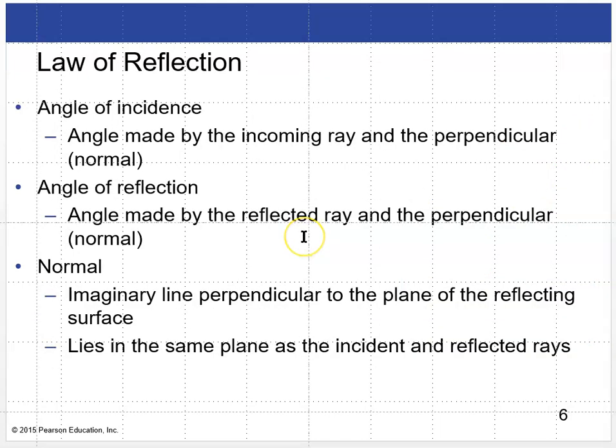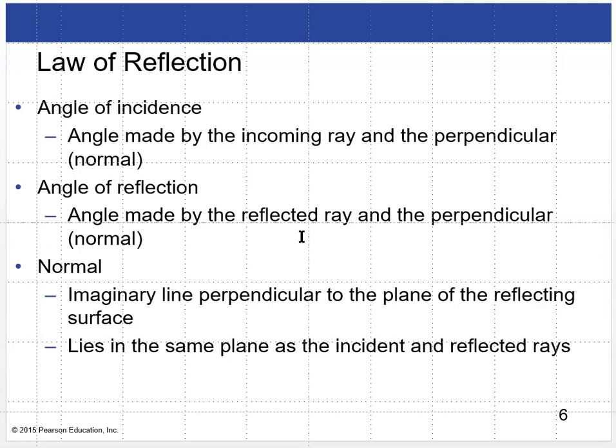Now, there are some definitions here. The angle of incidence is the angle made by an incoming ray and the perpendicular. We always measure angles relative to the normal. The way I like to say it is we normally measure angles relative to the normal. If you accidentally forget and measure it relative to the surface, unless the angle has to be 45 degrees, you're going to get it wrong. The angle of reflection is the angle made by the reflected ray and the perpendicular, which is the normal.